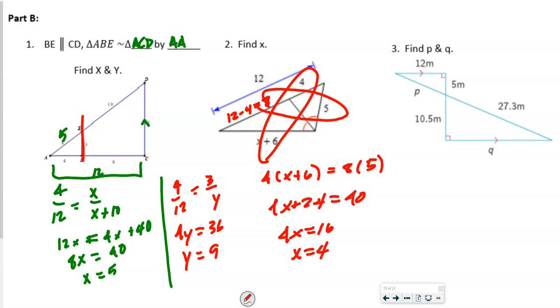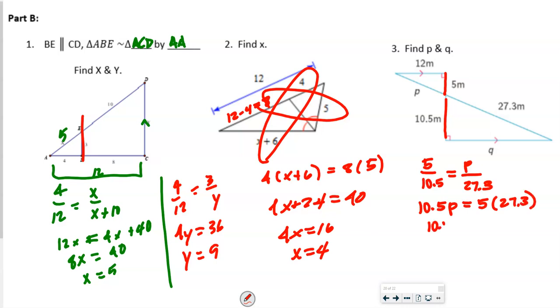Okay. Now over here we got to find a pair of sides that map to each other. So I notice that this side maps to this side. So I'm going to do my little triangle, 5 over 10.5. Then I'm going to set that equal to our p over our 27.3. Cross multiply again, so that's going to be 10.5p is equal to 5 times 27.3. So 10.5p is equal to 36.5. Divide both sides by 10.5, and p is equal to 13.